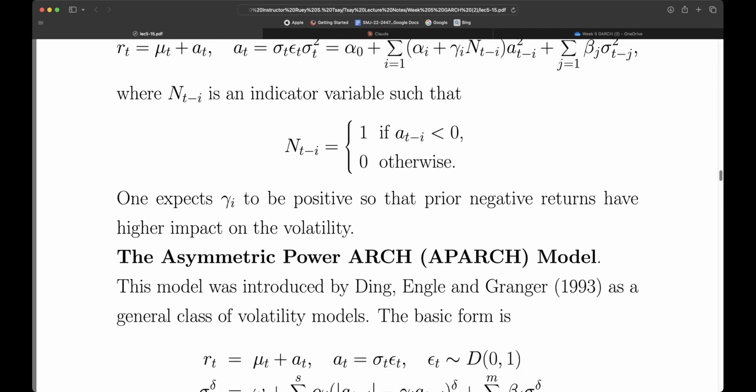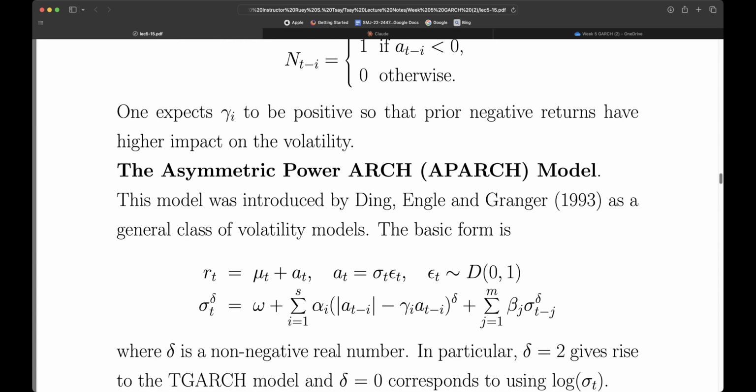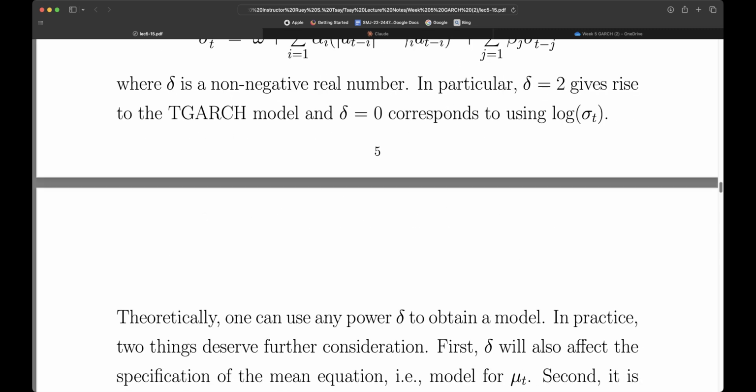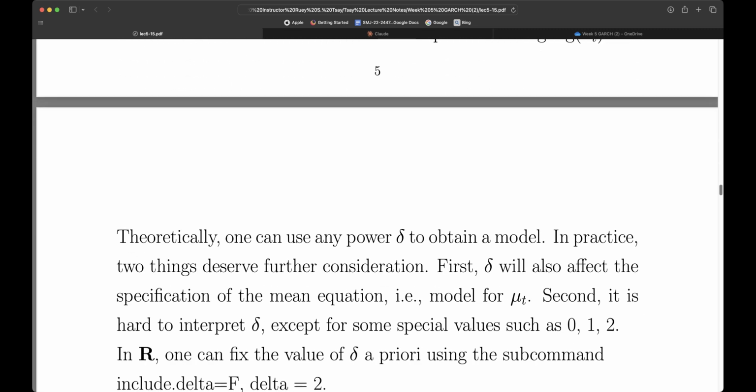The asymmetric power ARCH, APARCH, model. This model was introduced by Ding, Engle and Granger as a general class of volatility model. So there is a basic form of something like this. So it is very general. Epsilon is some distribution with mean 0 and dispersion 1, and then we have this delta term. So we have the delta moment, where delta is a non-negative real number. In particular, when delta is 2 it gives rise to the T-GARCH model, and when delta is 0 it corresponds to using the log model. Okay, that's very powerful. Theoretically, one can use any power of delta to obtain a model.